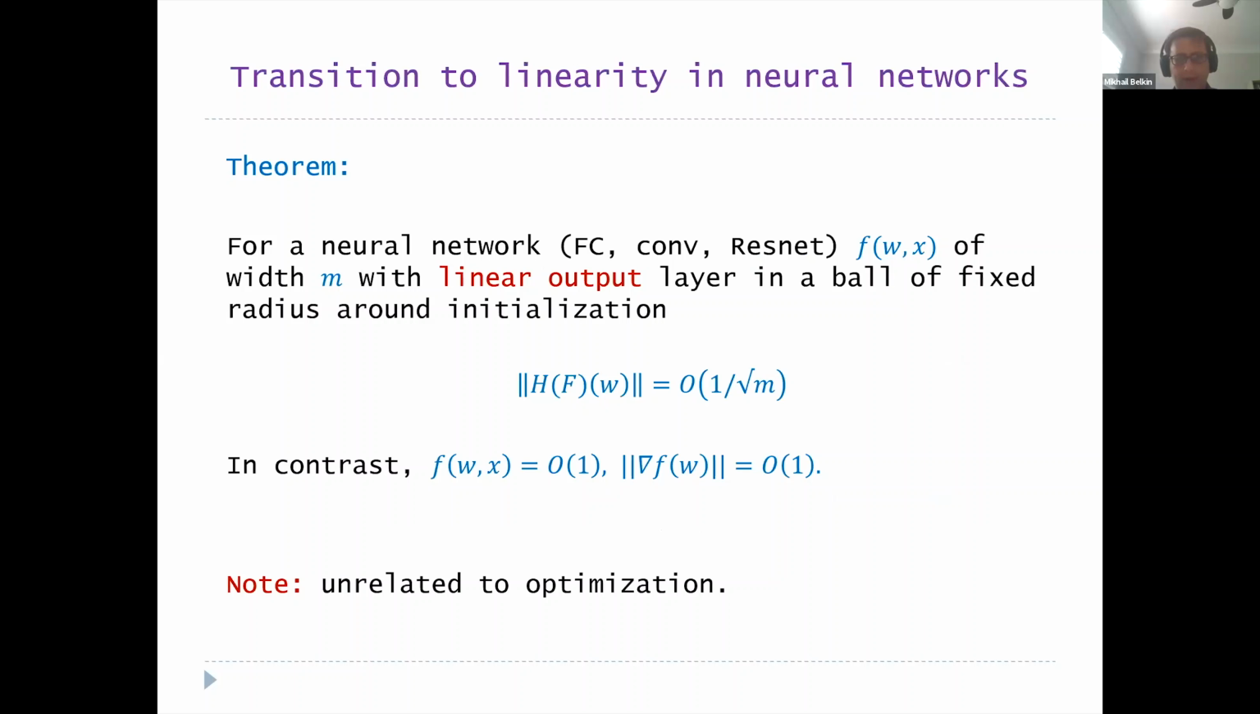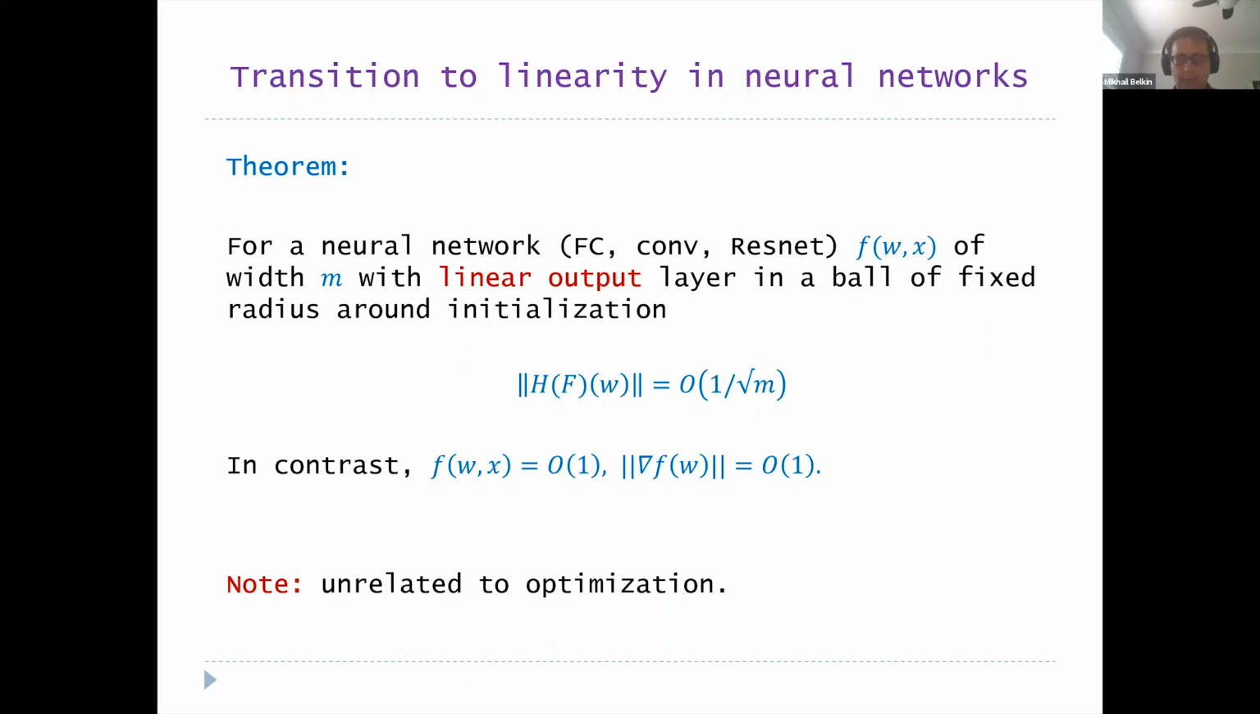So here is a key theorem. The key theorem is simply that if you take a Hessian for a neural network, and here I would like to point out a couple of very important points. First, every layer has to be wide. Second, the last layer has to be linear. I don't care about all the rest of the layers, but the last layer, the output, has to be linear in the previous layer. Then the norm of the Hessian, the spectral norm of the Hessian, is of the order of 1 over square root of m. There are some log factors, so it's O tilde.